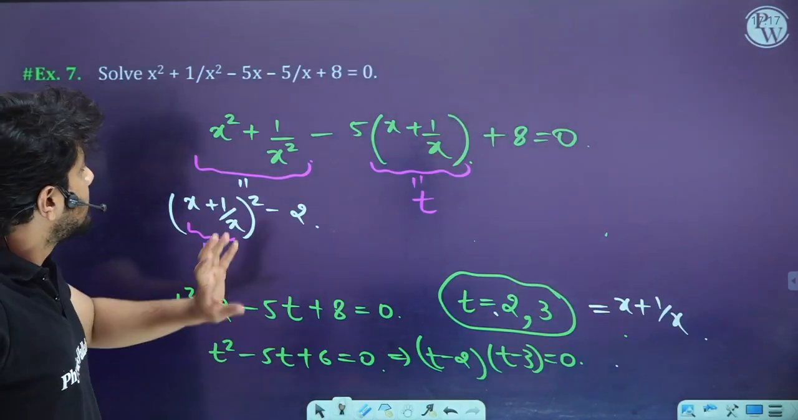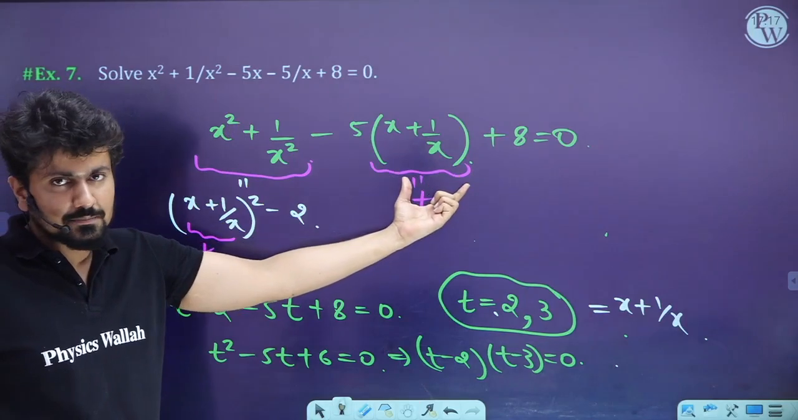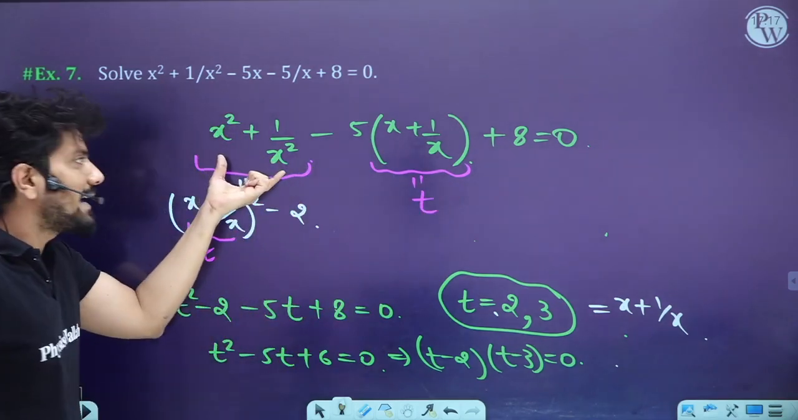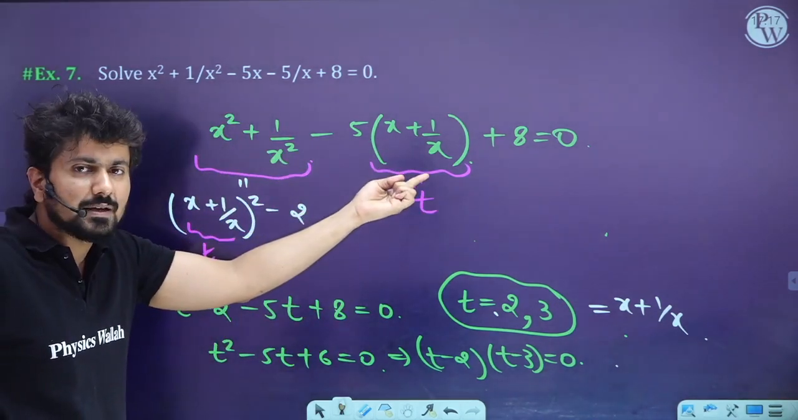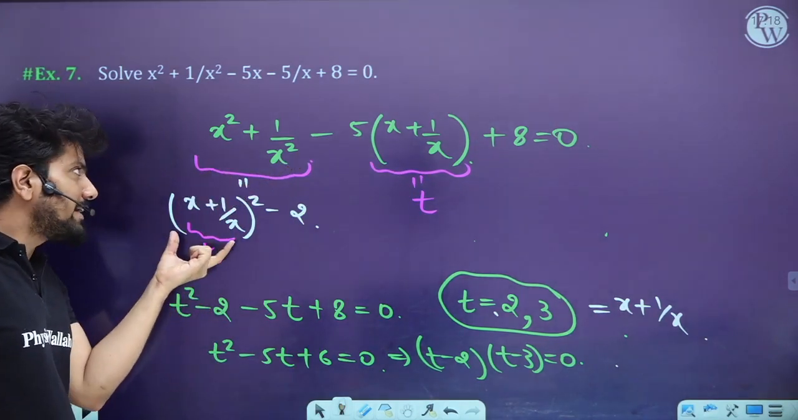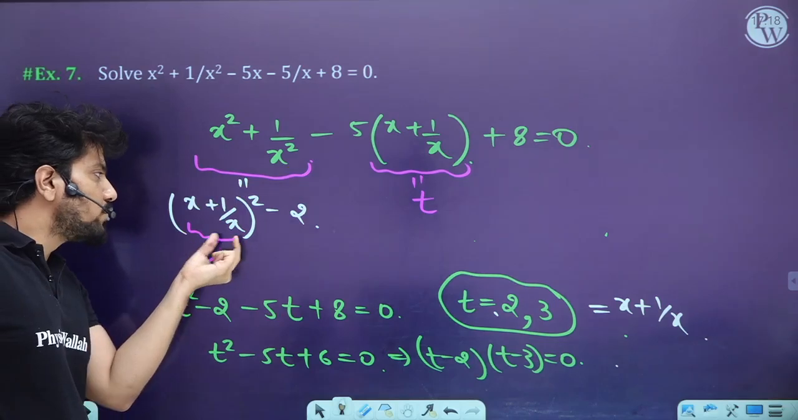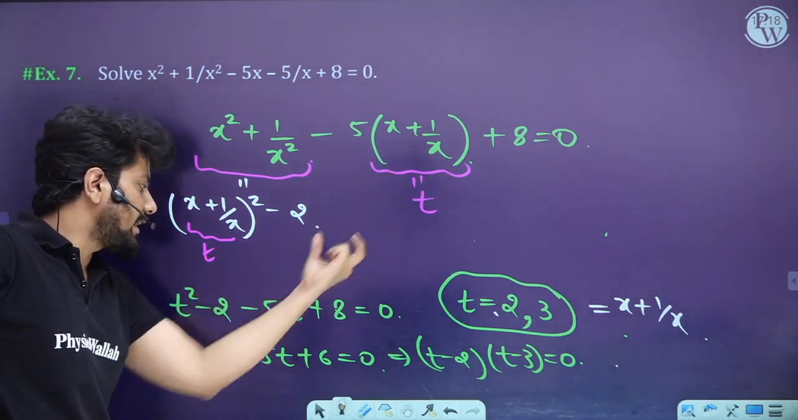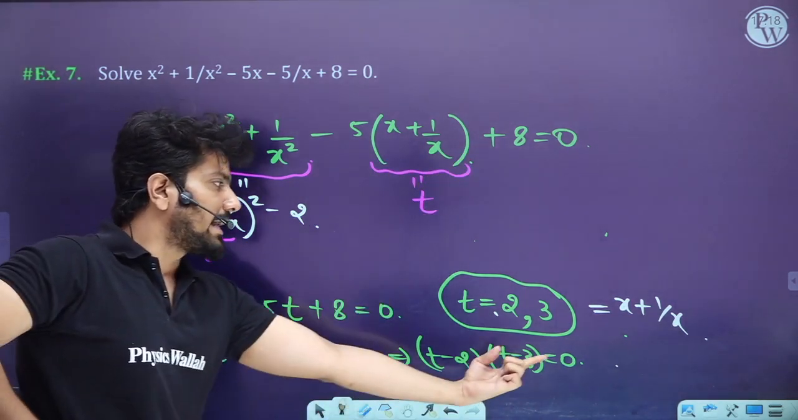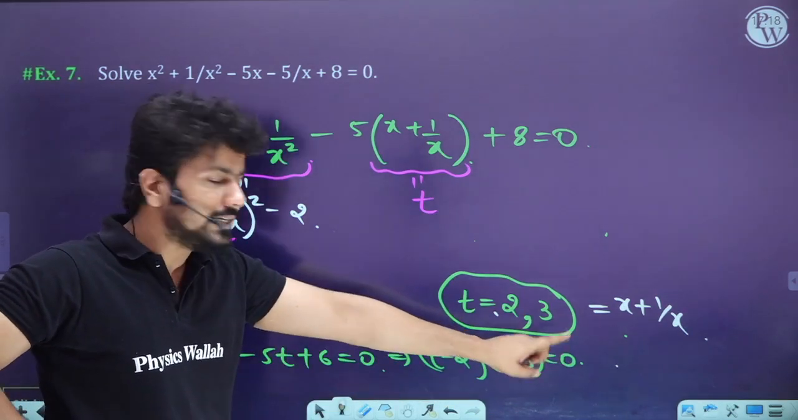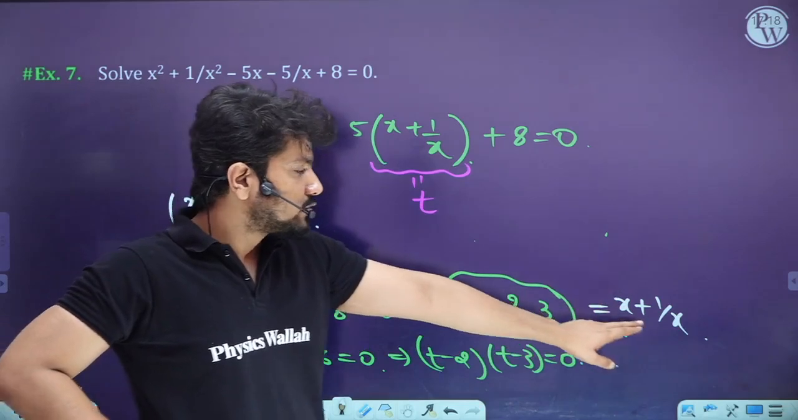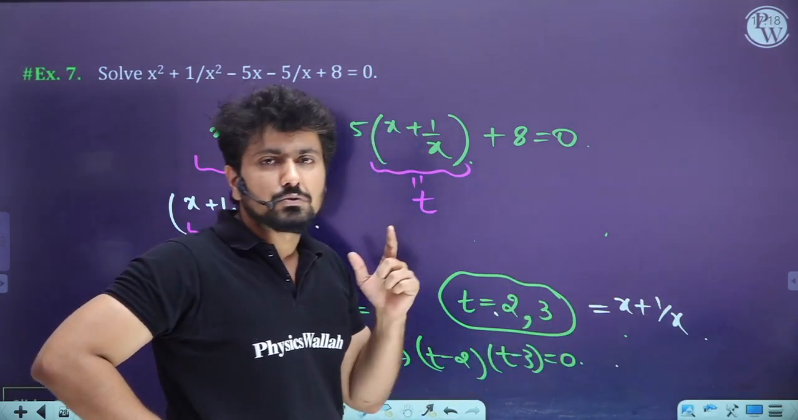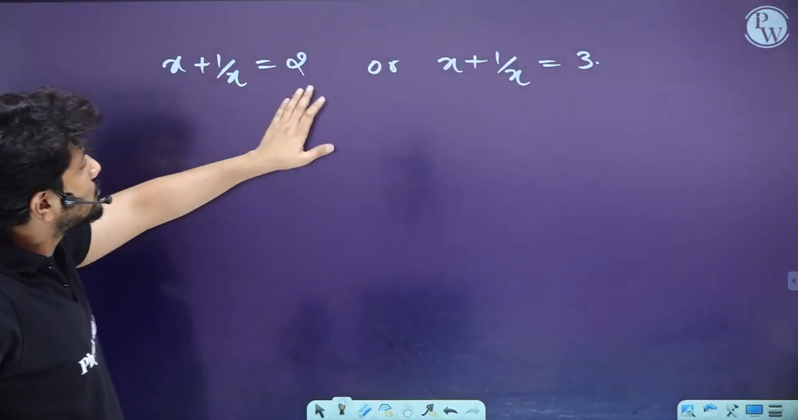Okay. So, again, let me summarize the question till now. See, here if I take minus 5 common, I get this term. I'm going to take this term, x plus 1 by x, as t. And I know that I can write x square plus 1 by x square in terms of x plus 1 by x. X square plus 1 by x square can be written as x plus 1 by x whole square minus 2, basically t square minus 2. So I've written this as t square minus 2. Then I have minus 5t plus 8 equal to 0. I have solved this quadratic equation and got two values of t, 2 or 3. So we have now two equations. Either x plus 1 by x is equal to 2 or x plus 1 by x is equal to 3.